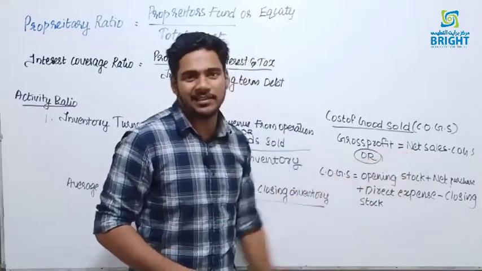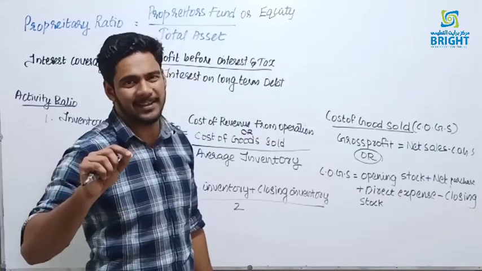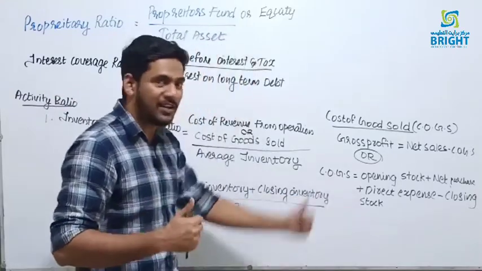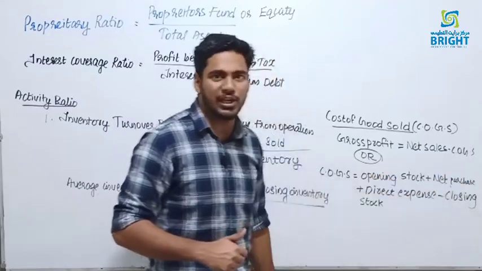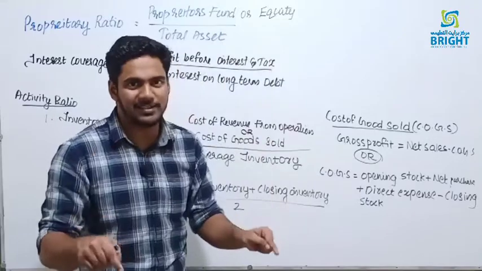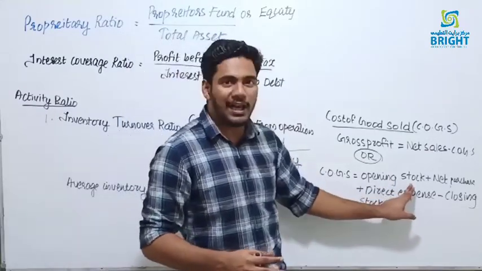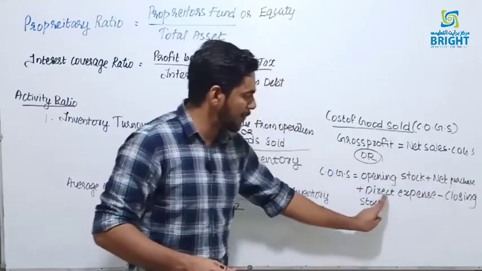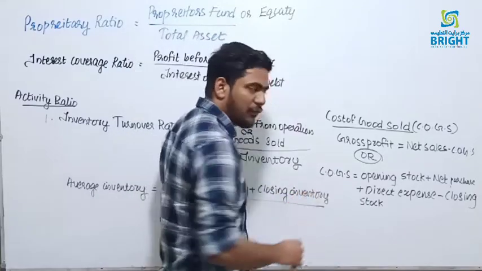Then what is net sales? Net sales is equal to cash sales plus credit sales minus sales return. It is there in the 11th grade. Then the other formula to find cost of goods sold: opening stock plus net purchase plus direct expenses minus closing stock. This is the trading account. Opening stock and all items are there except sales. Opening stock plus net purchases plus direct expenses minus closing stock will give you cost of goods sold.